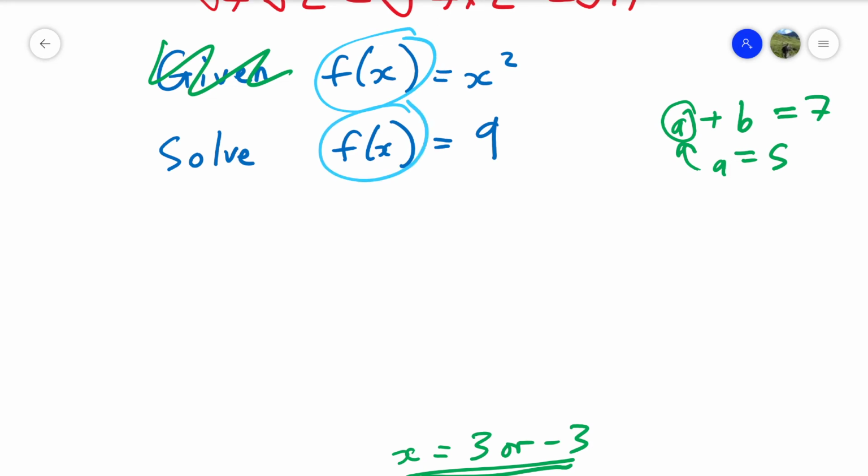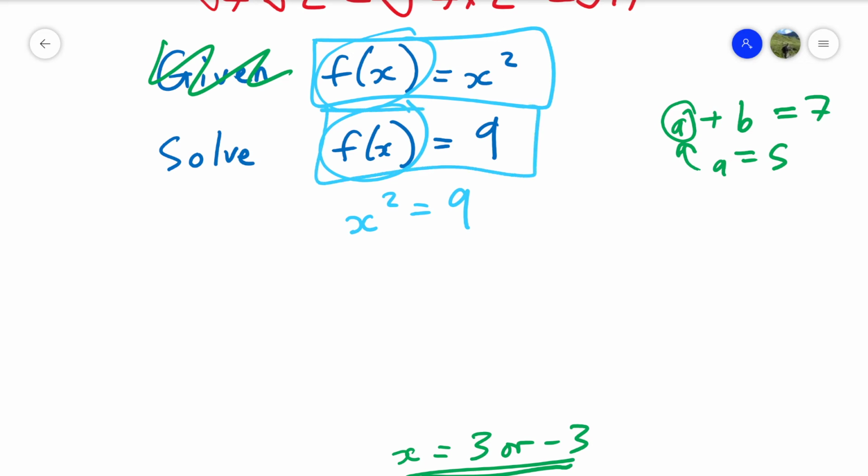I mean, they look a bit weird, but whatever, they're the same thing. So that just must mean that x squared equals 9. Yeah, because you've got an equation here, f of x equals x squared, f of x equals 9. So obviously x squared is equal to 9, because they're the same thing.